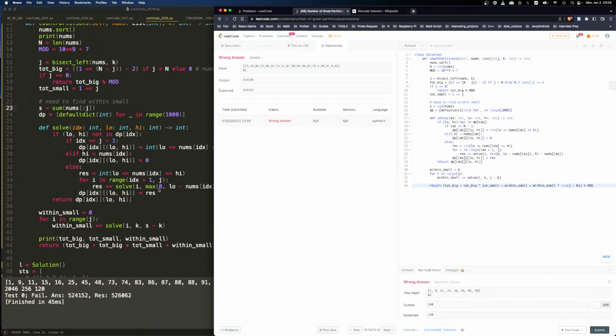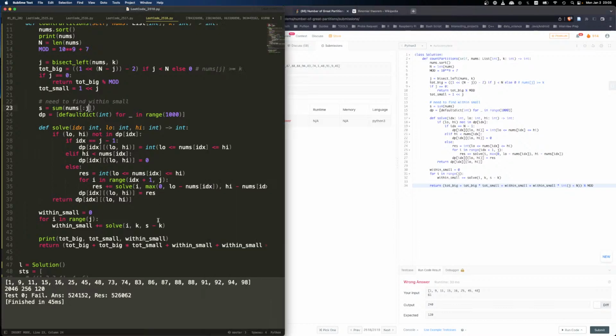Okay, so we have 526062. I counted too much. I mean, total big is definitely right. Total big, total small.